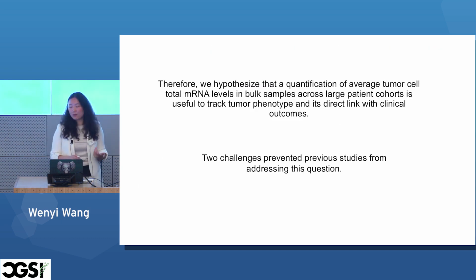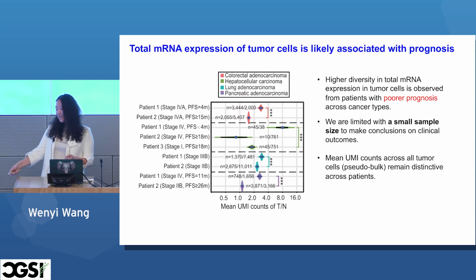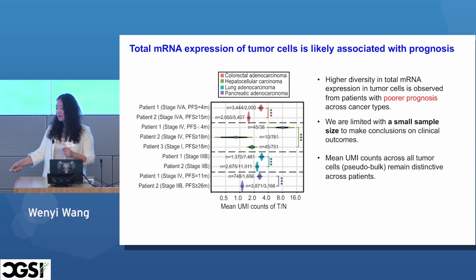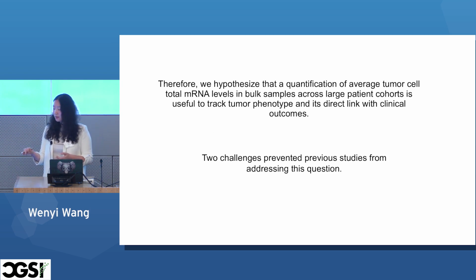All right, so we therefore asked, okay, is this signal observed at the bulk level? So we took all the single cells and calculated the mean UMI counts across all tumor cells divided by the mean UMI counts across all non-tumor cells, and saw the clear difference across patients at the pseudo bulk level. We therefore hypothesized that a quantification of average tumor cell total mRNA levels in bulk samples across large patient cohorts is useful to track tumor phenotype and its direct link with clinical outcomes.